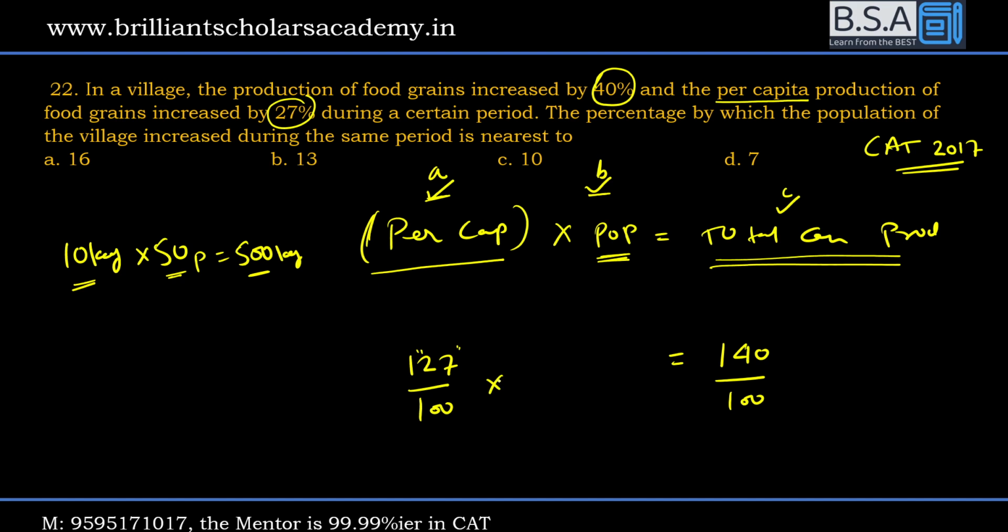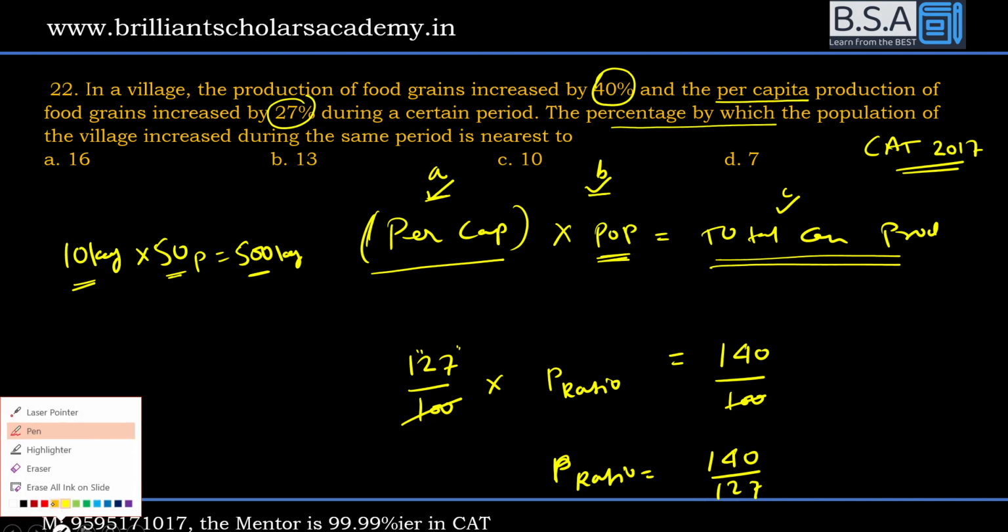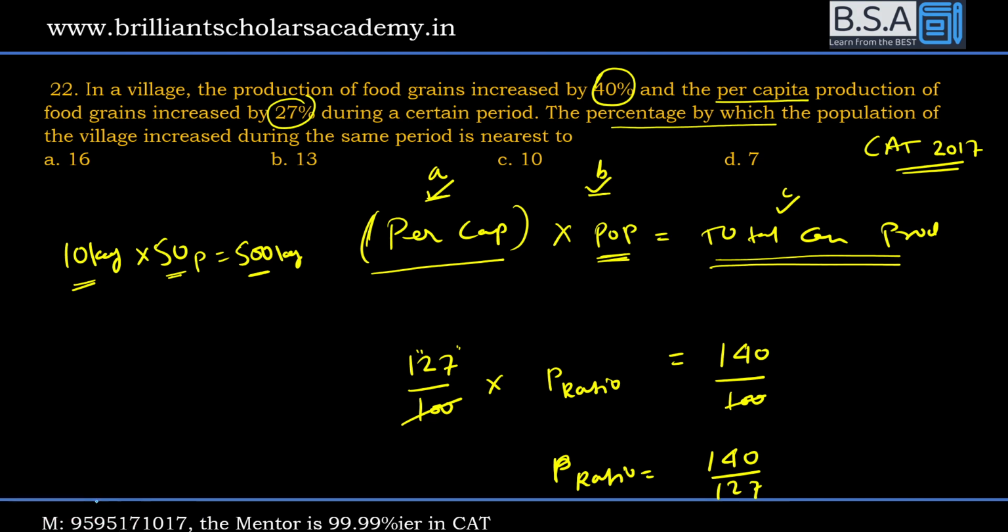Now, can I say the question is to find the percentage change in population? So for population, I will have a ratio created. So this is cancelled. This is cancelled. So the population ratio is equal to 140 by 127. Your job is to find the approximate increase. Can I say this appears to be an increase of 13 on 127?